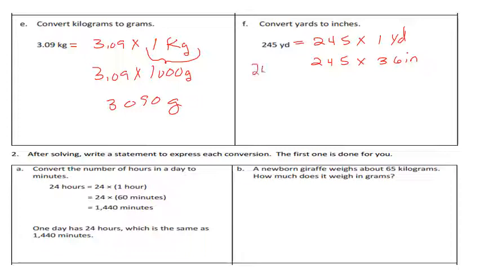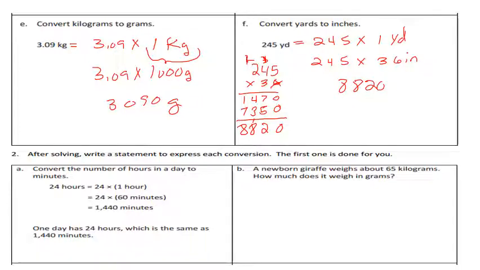So let's come over here for a standard algorithm. 245 times 36. 6 times 5 is 30. Carry my 3. 6 times 4 is 24, and 3 is 27. 6 times 2 is 12, and 2 is 14. We're done with the ones place, so we're going to put a 0 here. 3 times 5 is 15. Carry our 1. 3 times 4 is 12, and 1 is 13. Carry our 1. 3 times 2 is 6, and 1 is 7. So we're going to end up with 12, carry our 1, 8, 8. So we end up with 8,820.